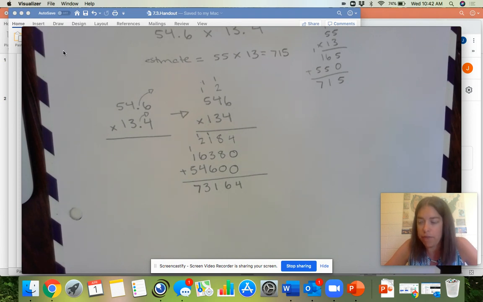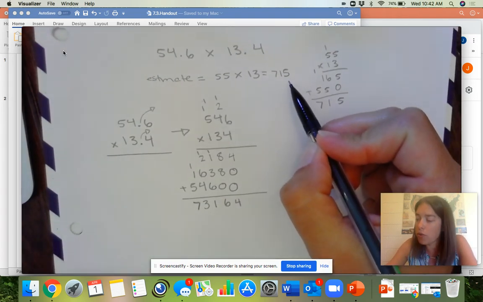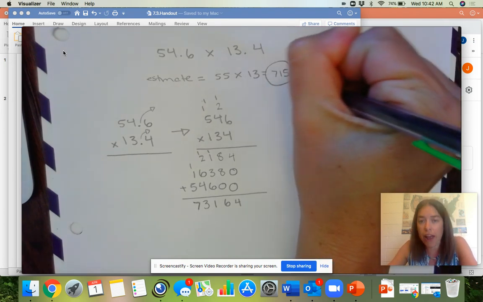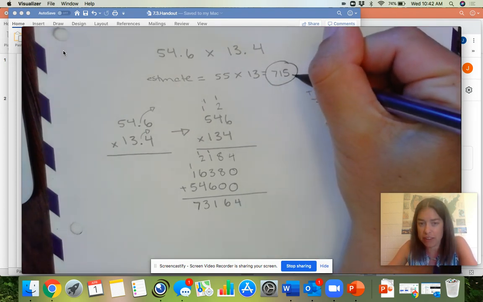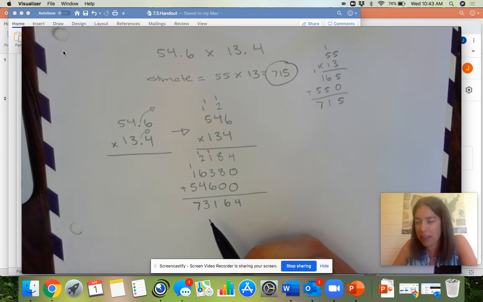73,164. I want to go back to my estimate for a second. When we estimated by rounding our decimals to the nearest whole numbers, we knew we were looking for an answer around 715. 73,164 is way too big. So I need to figure out where my decimal point goes. I need something around 715.